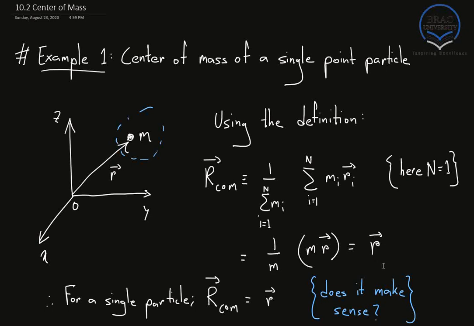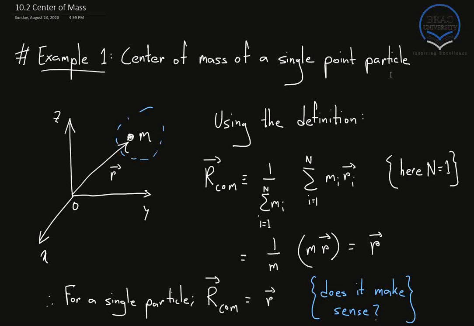Does this make sense? Of course, for a single point particle, it makes sense that the center of mass of this point particle is right at that point itself, right? So for the single particle, RCOM, or the position vector of the center of mass, is the same as the position vector of the particle itself. That makes excellent sense.